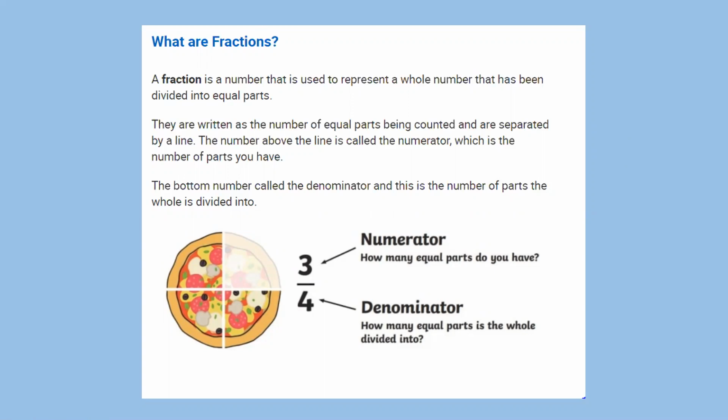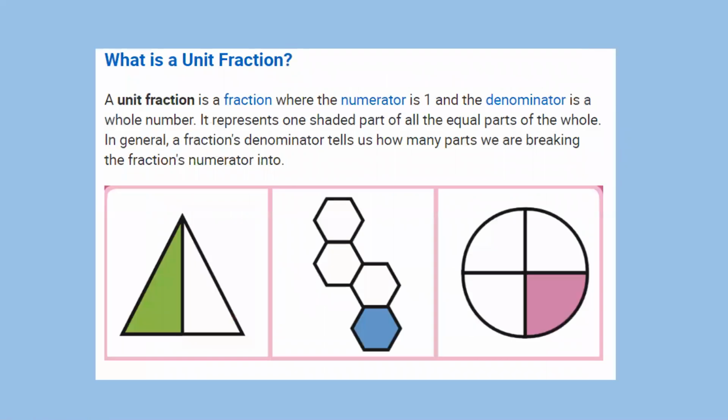So in my example here, you can see I've got 4 slices of pizza altogether, but I've only got 3 left now, so therefore my fraction is 3/4. And quarters means 4, half means 2, thirds means 3. You need to remember that for later on.